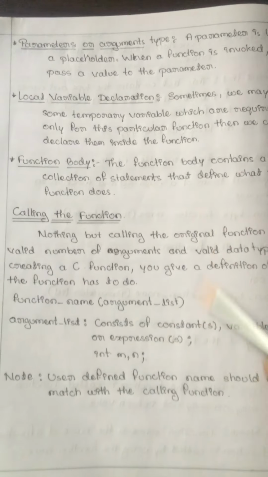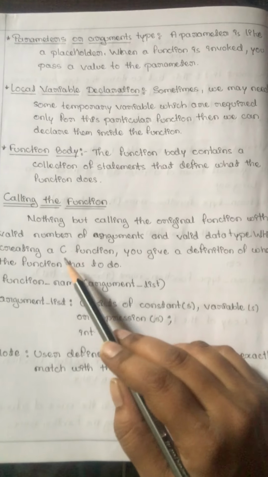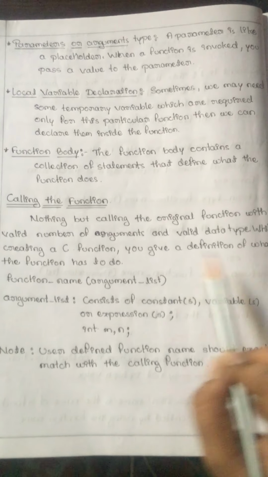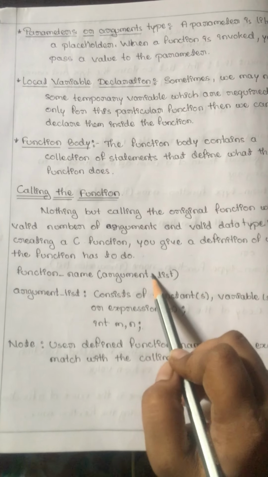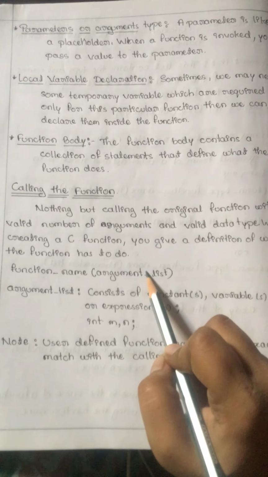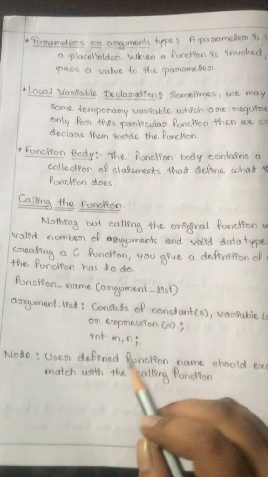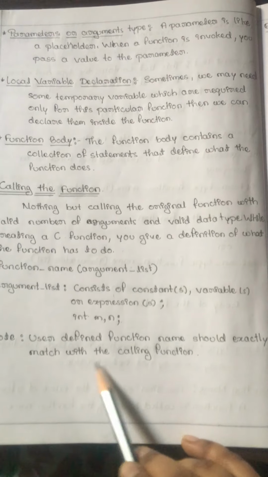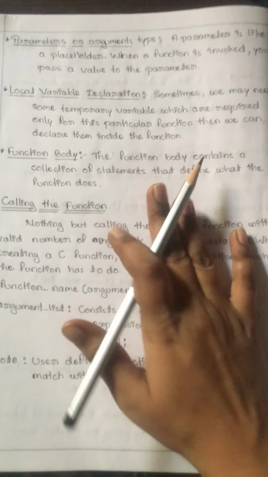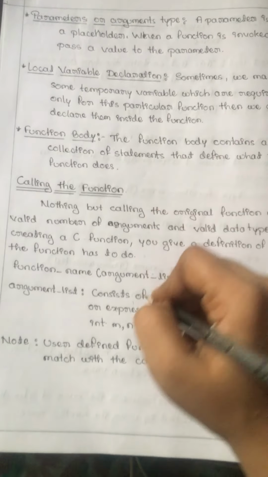Here, calling the function means calling the original function with a valid number of arguments and valid data types. While creating a C function, you have to give the definition of what the function has to be. The function name and the argument list give the declaration of the function. The argument list will contain constants, variables, or expressions, and so on. For example, you can say int m comma n. We should always carefully note that the user defined function name should exactly match the calling function. If you are calling any user defined function, it has to be called in the main function, and both the names should be the same.